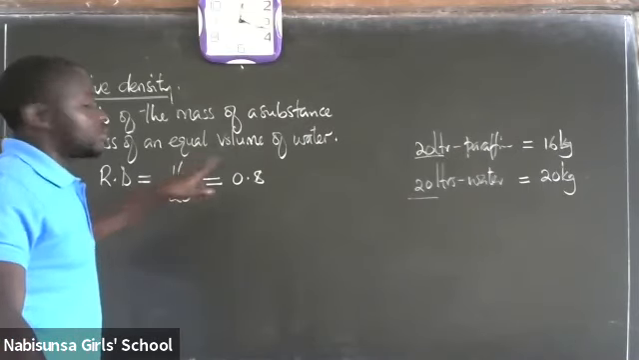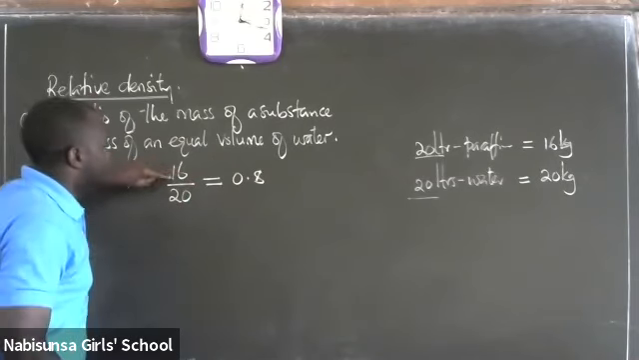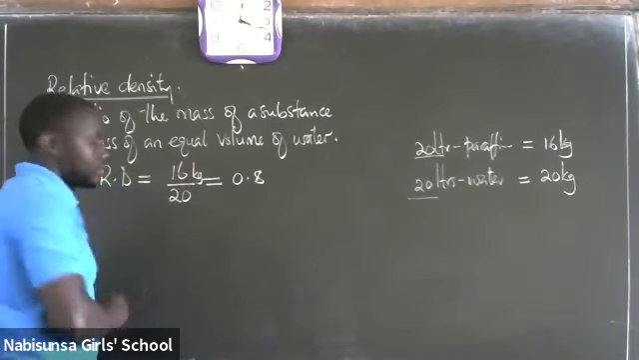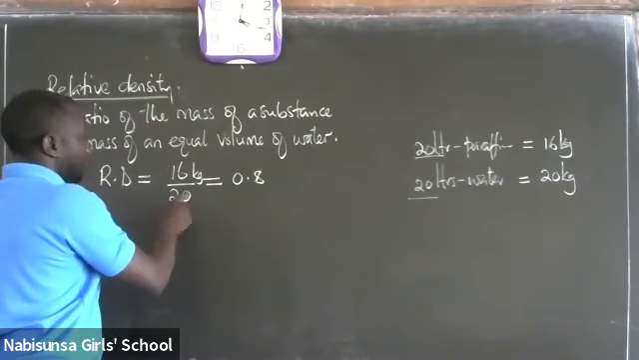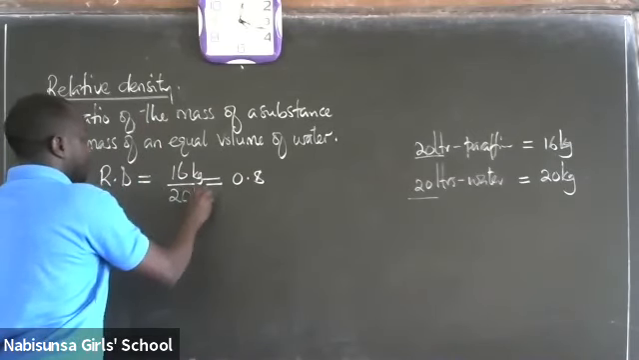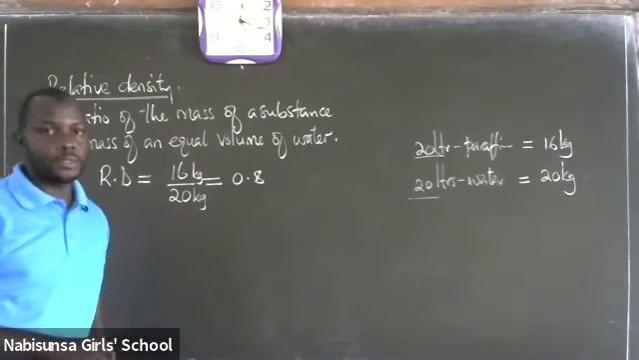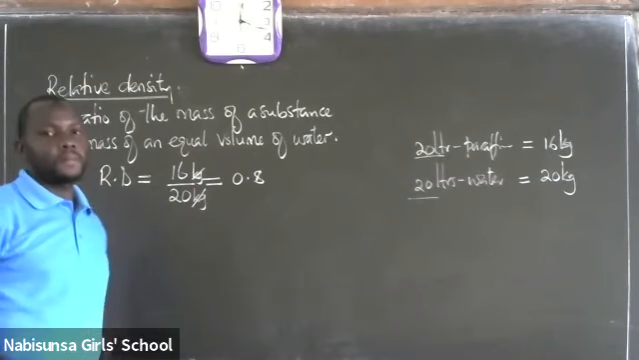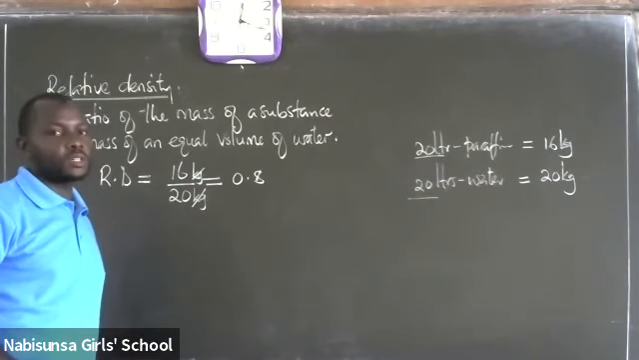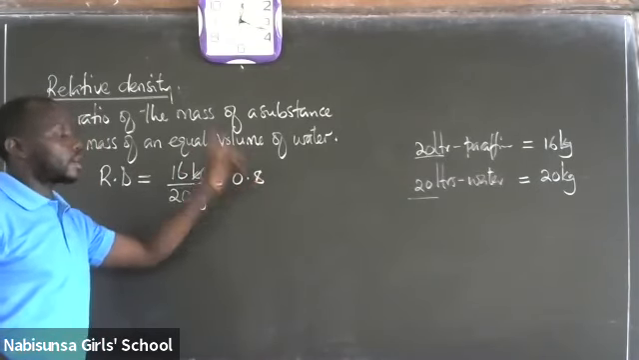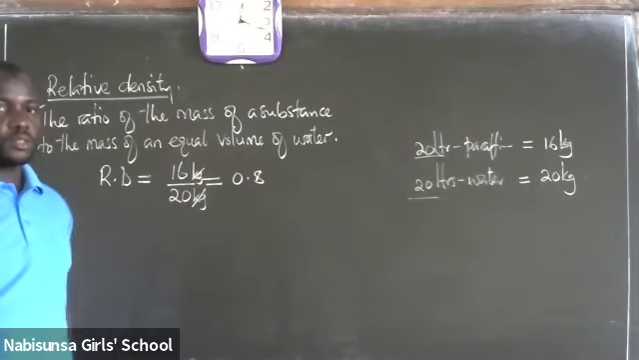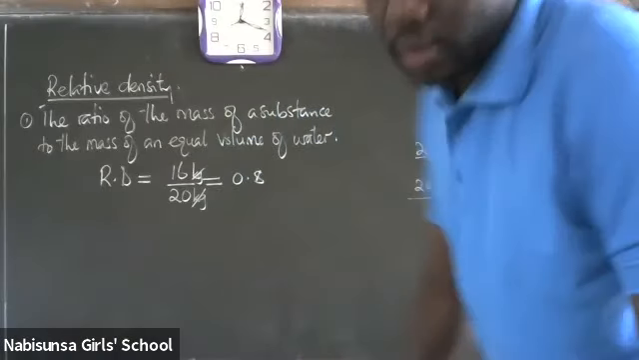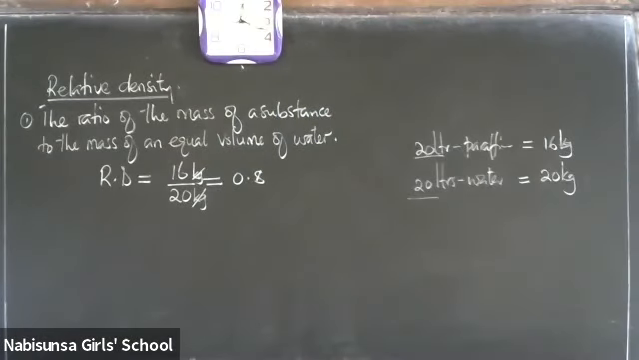Now, one thing we should also realize here is that 16 was a mass, and therefore it is in kilograms. 20 was also a mass, and therefore it is also in kilograms. So when we divide, the kilogram cancels because they are the same units, and therefore the answer for relative density has no units. So relative density has no units. Are we together?